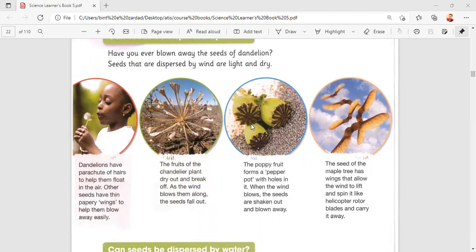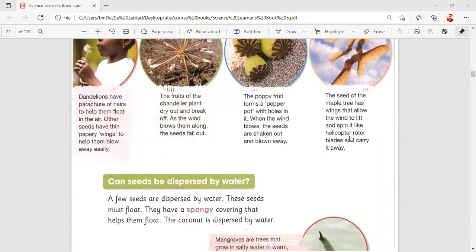Like this poppy fruit, there are small holes inside. When the wind blows, the seeds are shaken out and blown away because they are lightweight and very small. So with the help of air, easily, and also dry, they are easily blown away from their parent plant. Like these maple tree seeds, you can see the shape. It's like the wing of a bird. So with the help of air, it can move away from the parent plant.